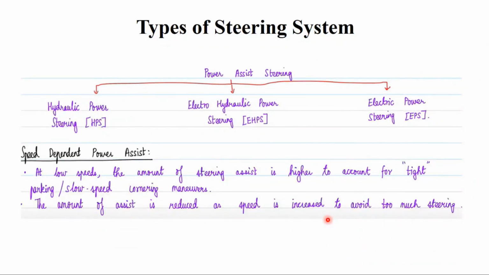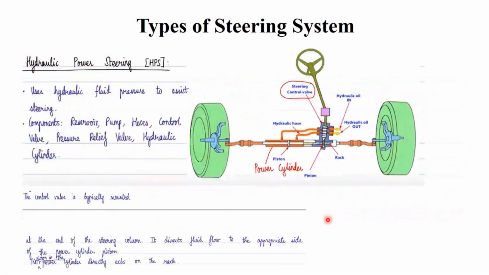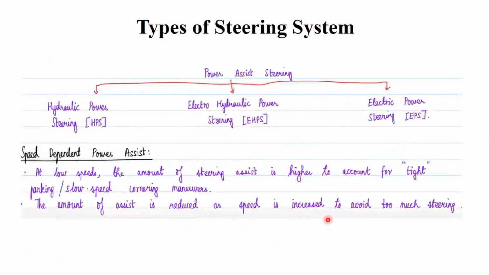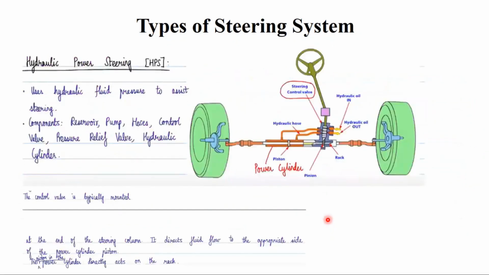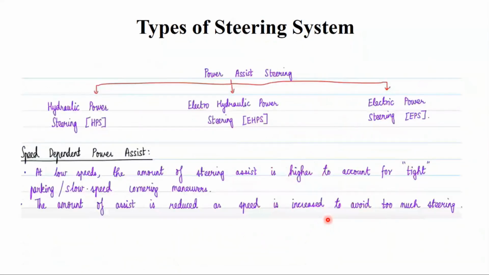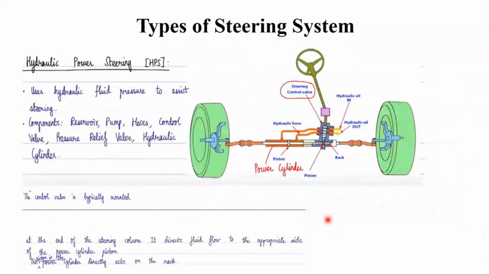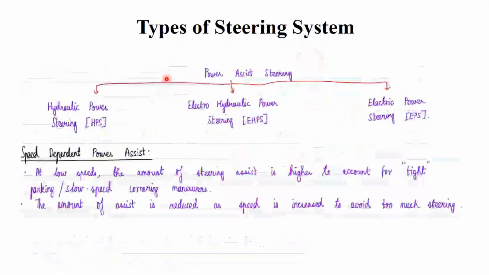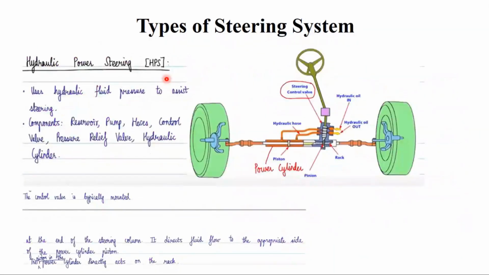Basically, the steering effort you can reduce when you're going for a power assisted steering system. That is the key point here. And the first one is the speed dependent power assist system. And here we go with the first system, called the hydraulic power steering system.